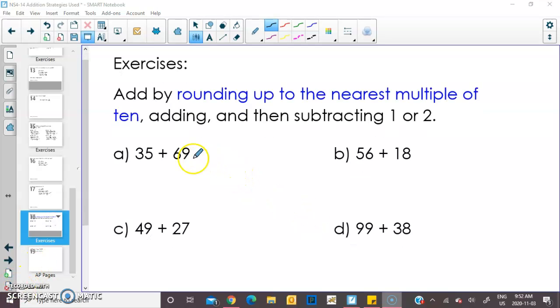Okay, now I want you to pause the screen again, and I want you to do A, B, C, and D by rounding up to the nearest multiple of 10 and then subtracting either 1 or 2. So you're going to round 69 up to the nearest multiple of 10, you're going to round 18 up, you're going to round 49 up, and you're going to round 99 up. Okay, and then you're either going to subtract 1 or 2. So pause the screen and do A, B, C, and D, and then come back to check your answers.